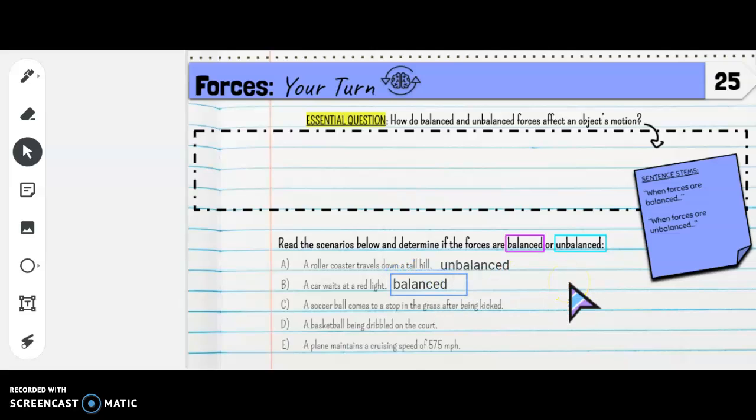For C, it says a soccer ball comes to a stop in the grass after being kicked. So if the ball is stopped, the net force would be 0. It would not be moving. So again, this one would also be balanced. For D, it says a basketball is being dribbled on the court. That means the ball is in motion. The net force would not equal 0. So that means this one would be unbalanced forces.